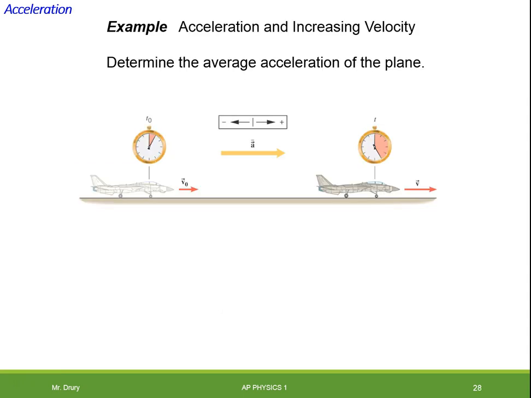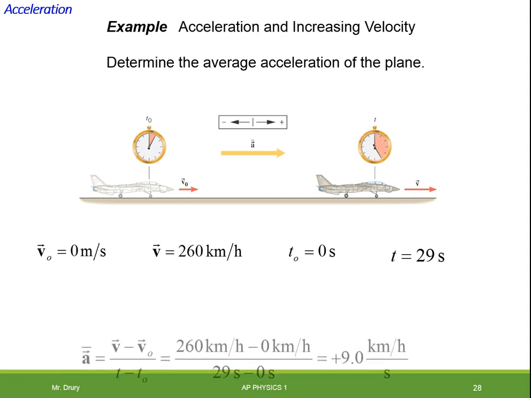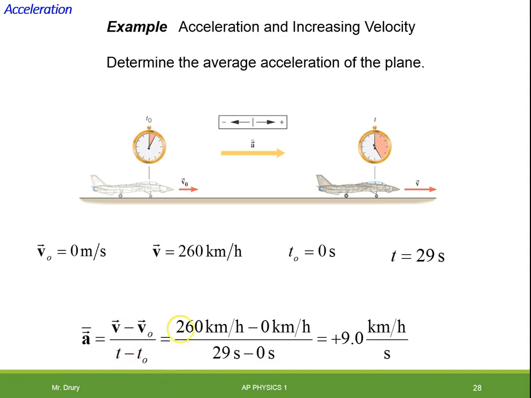We can use this for an example. Here's a plane that's speeding up. It has an initial velocity of 0, a final velocity of 260 kilometers per hour. We started the clock at 0, and we ended the clock at 29 seconds. So what is the acceleration? The final speed minus the initial speed over the final time minus the initial time comes out to be 9 kilometers per hour per second.